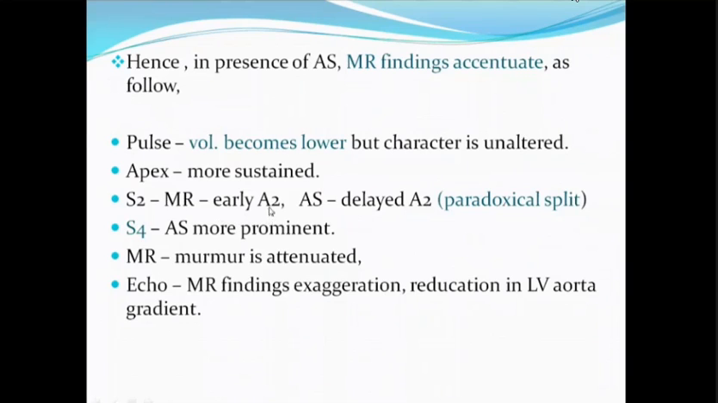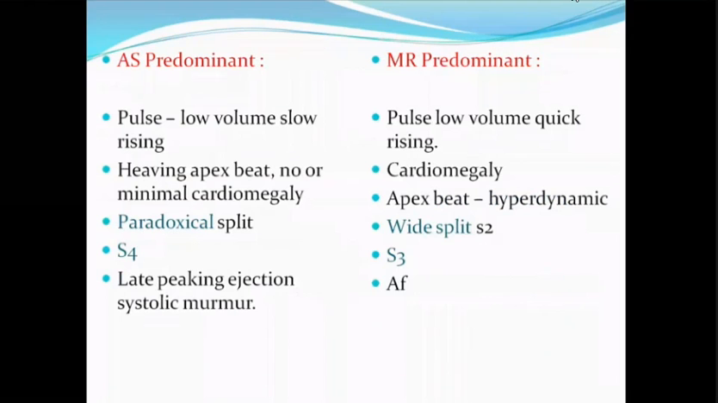In mitral regurgitation, there is an early A2, and in aortic stenosis, there is a delayed A2. So we can see a paradoxical split if aortic stenosis is significant. And if aortic stenosis is significant, we can hear a fourth heart sound, S4. And the mitral regurgitation murmur is also attenuated. Echo-wise, the MR finding is exaggerated, and there is a reduction in the LV to aorta gradient in the presence of aortic stenosis in a patient with mitral regurgitation.